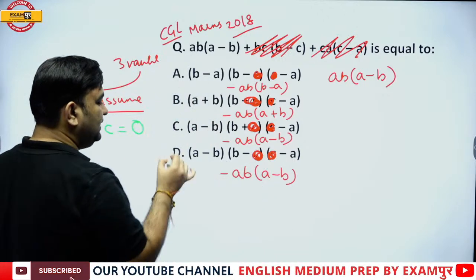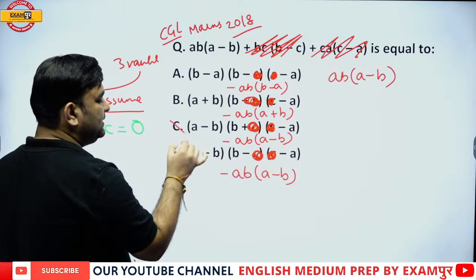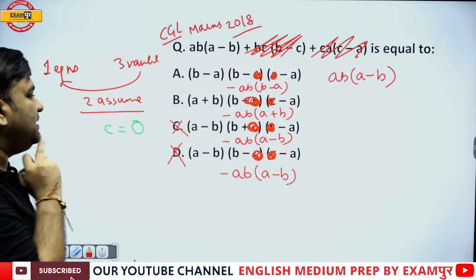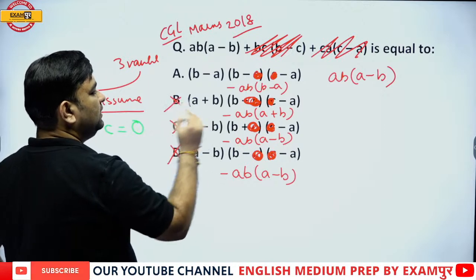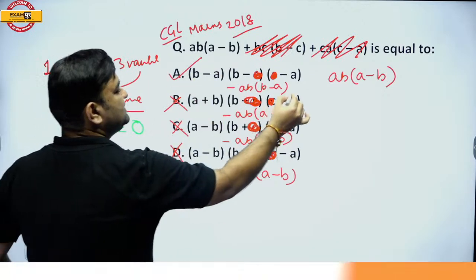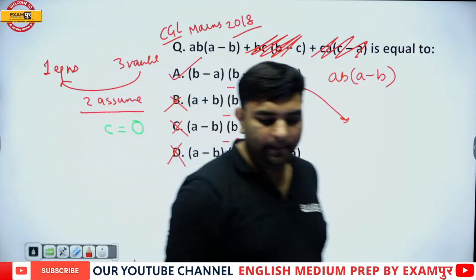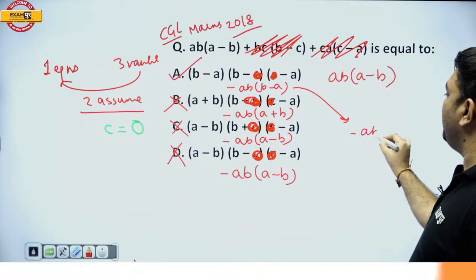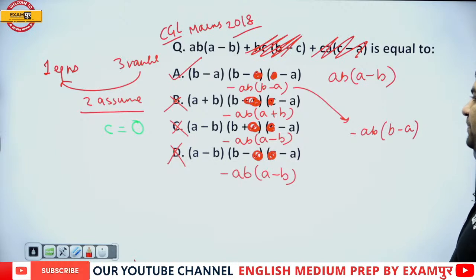So obviously minus AB A minus B will not work, and minus AB A plus B will not work. This is your answer. You will say, sir, how? Little bit of rearrangement. This is minus AB, B minus A.